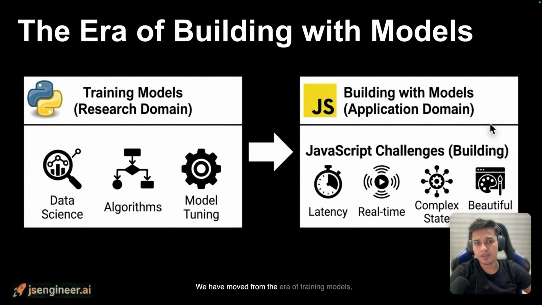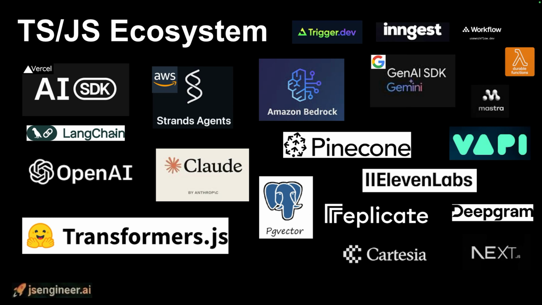We have moved from the era of training models, which is still the domain of researchers, to the era of building with models. And guess what? The challenges of building latency, real time, complex state, and creating beautiful user interfaces are not Python problems. Those are JavaScript problems. As a full stack developer, you are actually better equipped to build the application layer of AI than a data scientist is. And this is important.